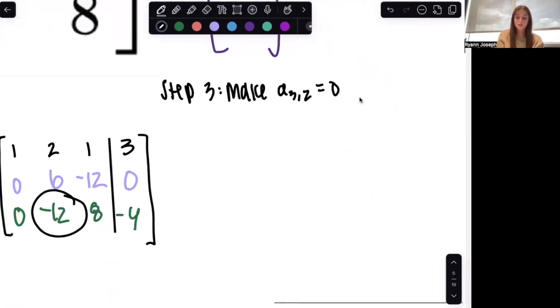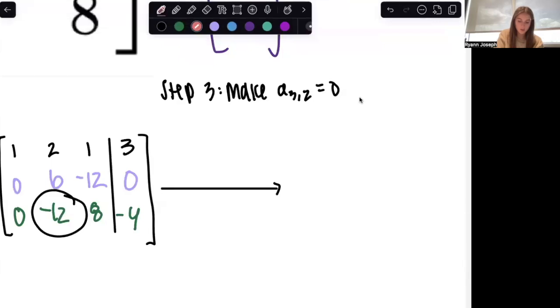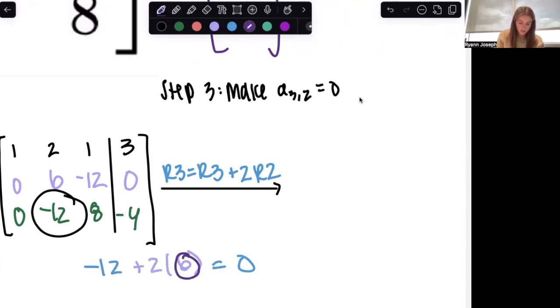So here I can make A3,2 into a 0. To do that, I'm going to do row 3 is equal to row 3. So I can use either row. I'm going to use row 2 instead of row 1, because if I go row 3 plus 2 times row 2, right? So I have this negative 12. I want it to be equal to 0. If I do plus 2 times 6, so the 6 from here, that's going to make me get a 0.